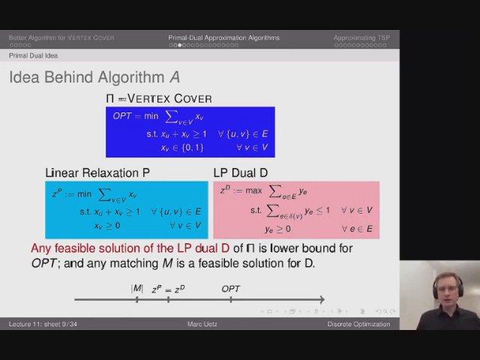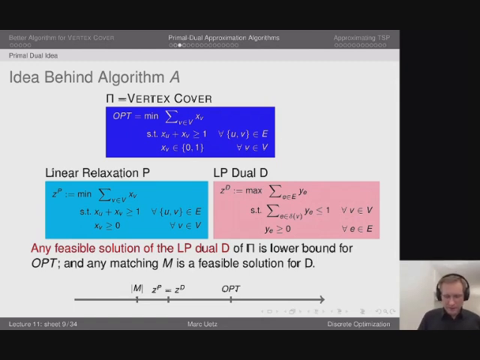And now this is a general idea for the design of approximation algorithms, right? Start out with an integer programming formulation of the problem. Look at the LP relaxations, try to find feasible solutions of the dual of the LP relaxation. And now the tricky part is to relate the feasible solutions of this dual, in our case it was matchings, to feasible solutions of the primal. But if I am able to relate these two with each other, then I can prove approximation guarantees.